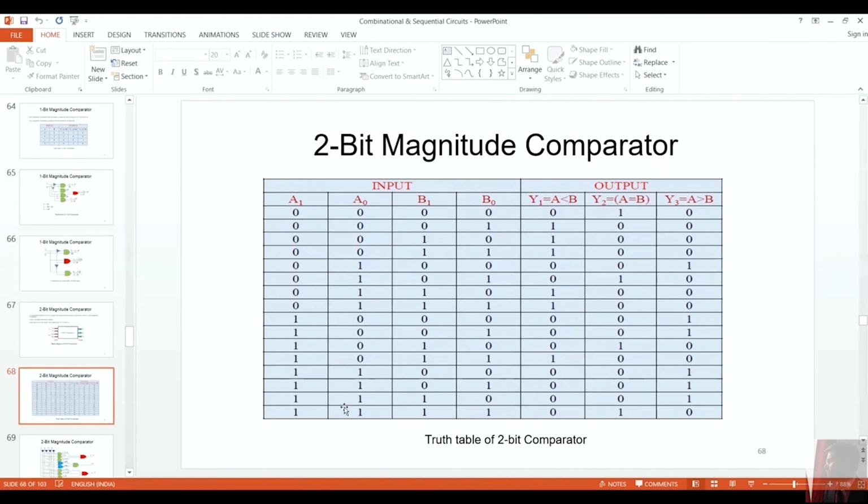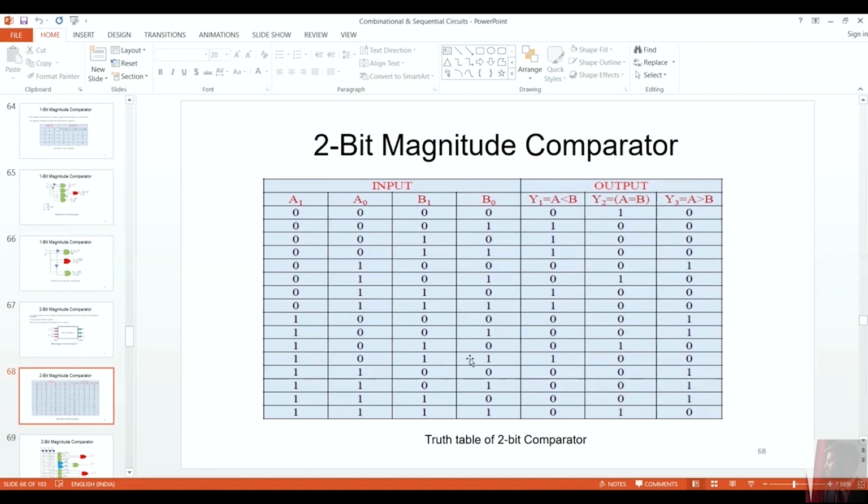In the uppercase, all values are 0, all values are same, so it is A equal to B. Let's take a case of 1 1 and 1 0. 1 plus 1 is 0, and 1 plus 0 is 1. But 1 plus 1 is 0, but with carry 1. So A would be higher, so it is A greater than B.